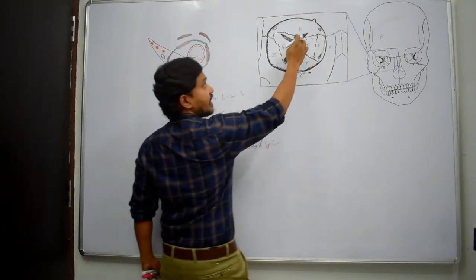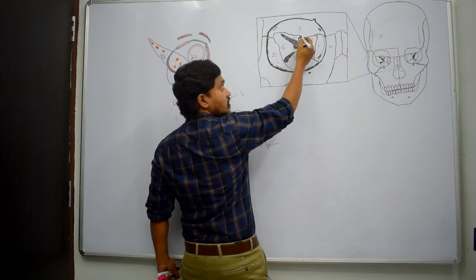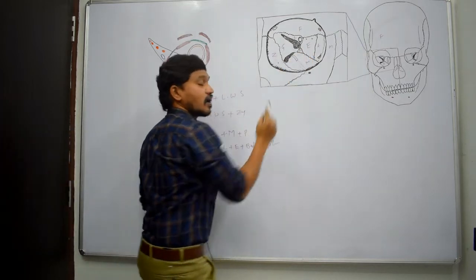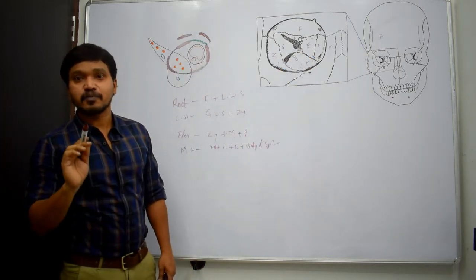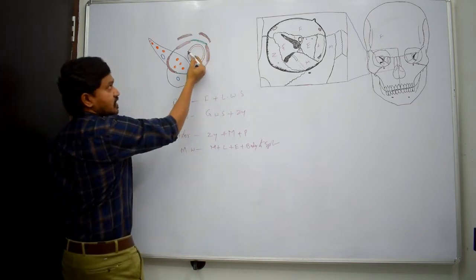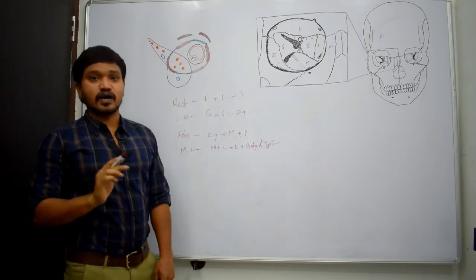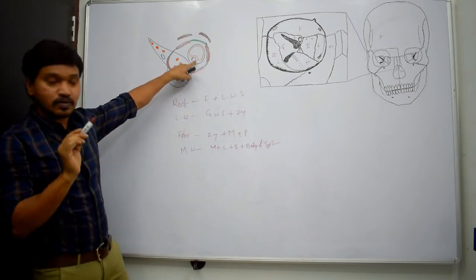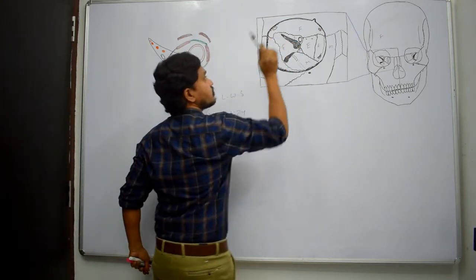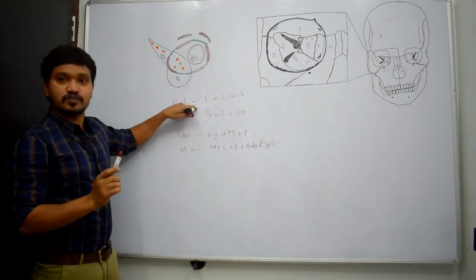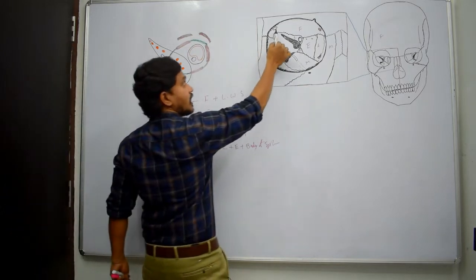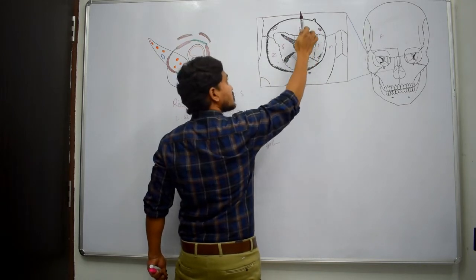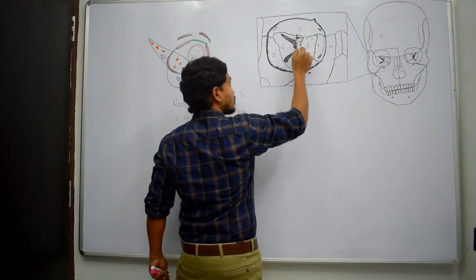Then at the junction of roof and medial wall, you can see one canal here. What is this canal? Optic canal, which I have magnified here. Through the optic canal, the optic nerve and ophthalmic artery pass. So these are the special features present in the roof. Recollect once again: lacrimal fossa for the lacrimal gland, trochlear fossa for the trochlea, and at the junction of roof and medial wall, the optic canal.